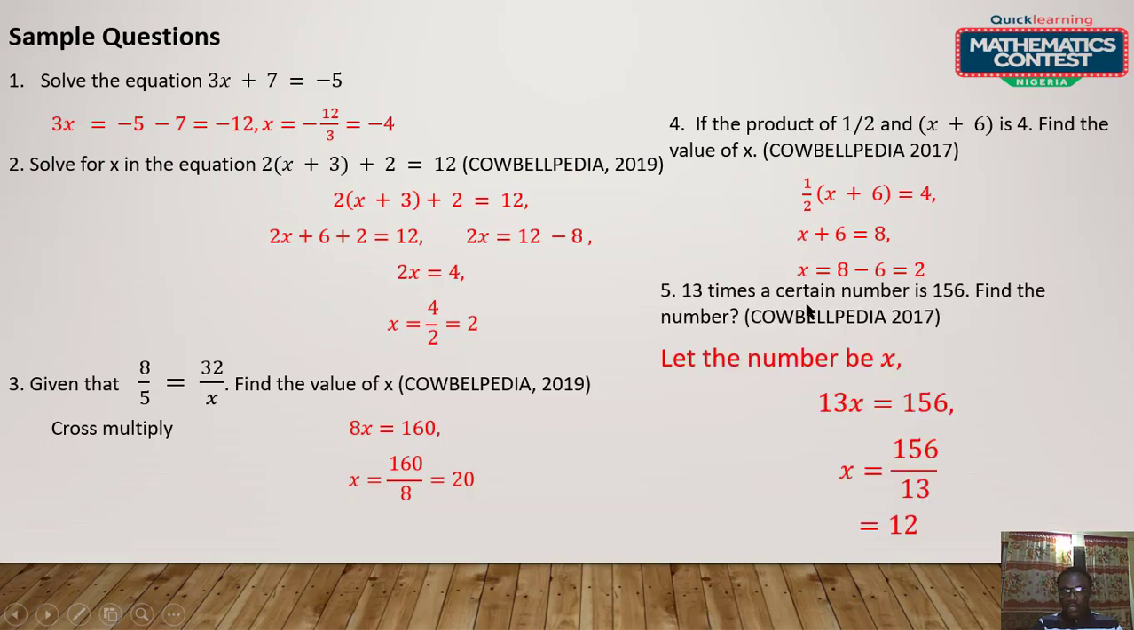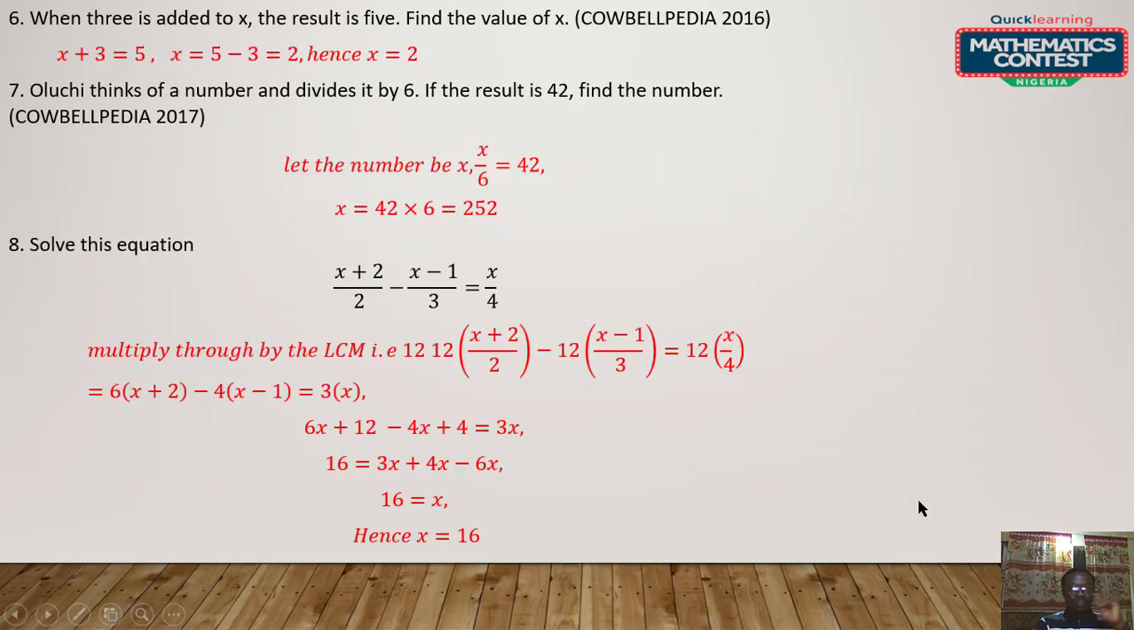Now let's see this one. 13 times a certain number is 156. Find the number. So let the number be x. So 13 times x gives 156. So the x now, that is the number, is 156 over 13, which gives 12.